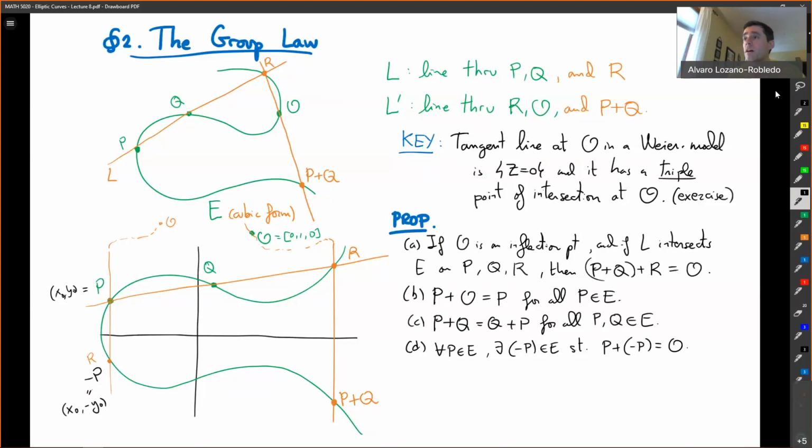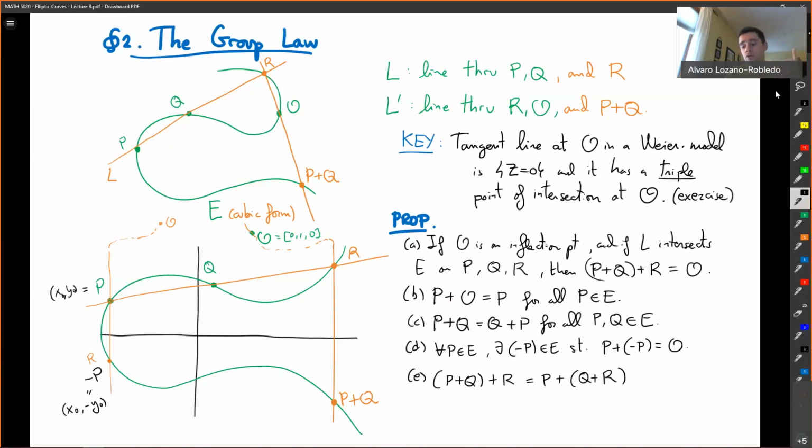Okay. And E: P plus Q plus R equals P plus Q plus R. It is associative. This is not clear at all, and I'm not going to prove it, because later on we're going to prove associativity in a better way through Picard groups, and it's quite messy.